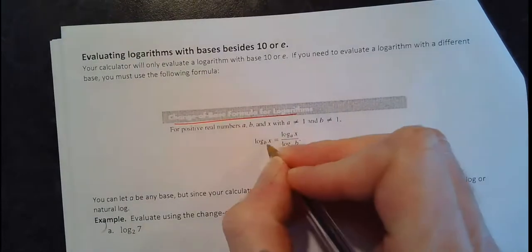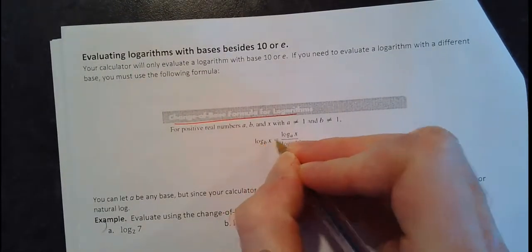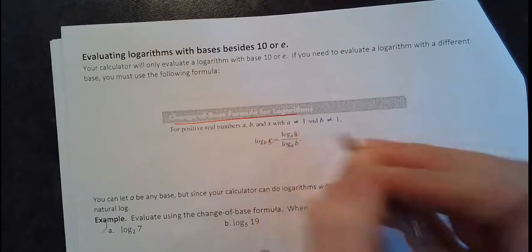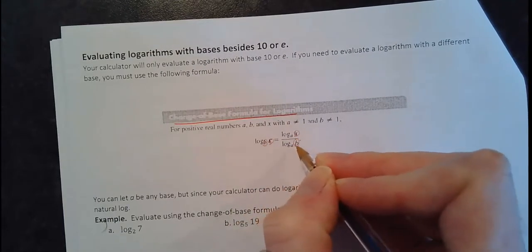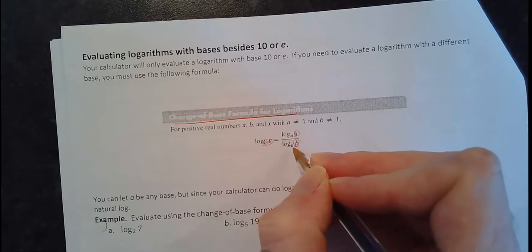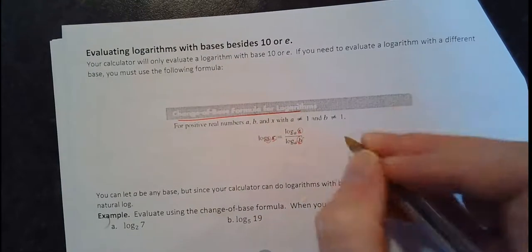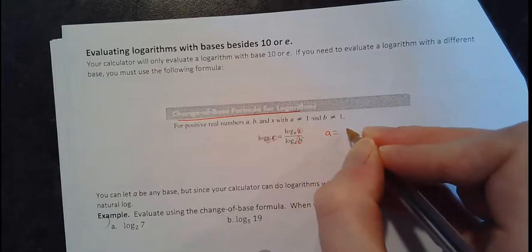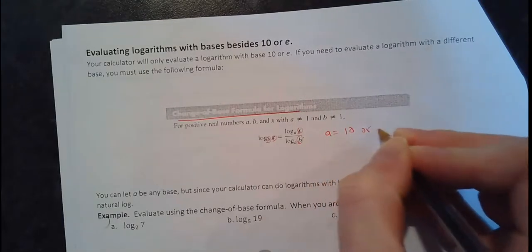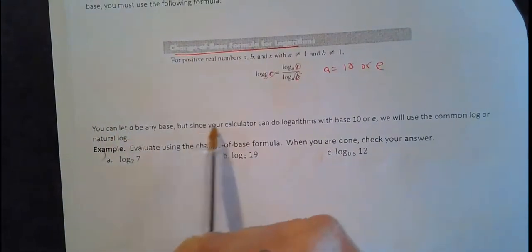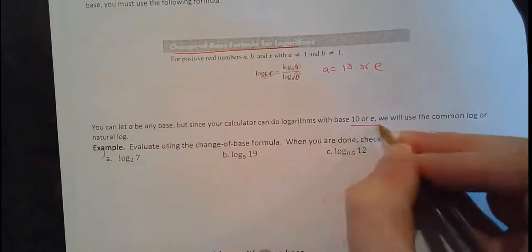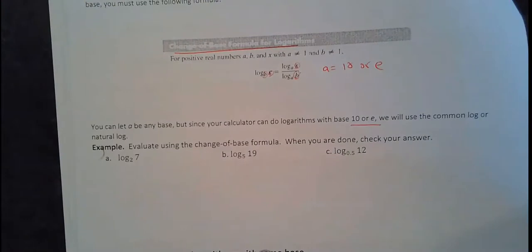It says that if you have log base b of x, take that x, make it the argument of the top, take that b, make it the argument of the bottom, and you can pick any base you want. It just says a. It can be anything. Now, the smart thing to do would be to let a equal 10 or e, because then you can let your calculator do it. So we can convert these to natural and common logs. You can let a be any base, but since your calculator can do logarithms with base 10 and e, let's use those. Let's do common and natural logs.